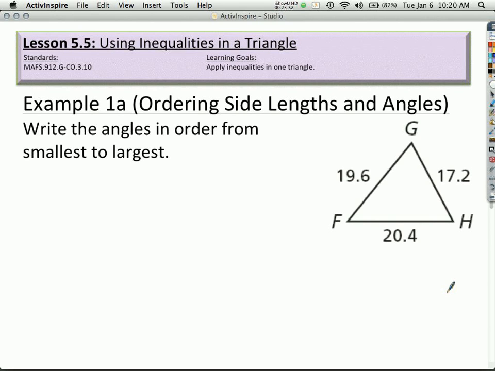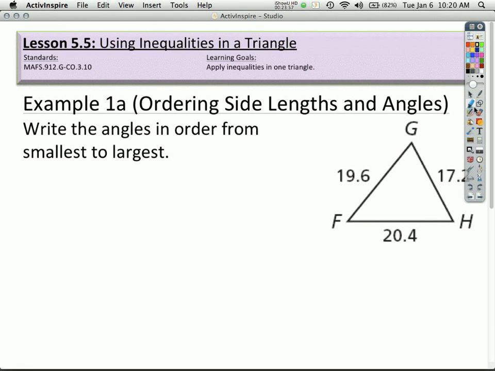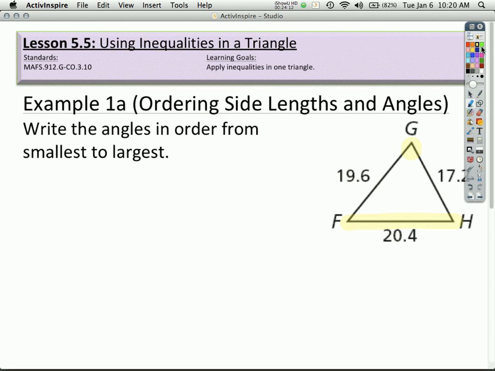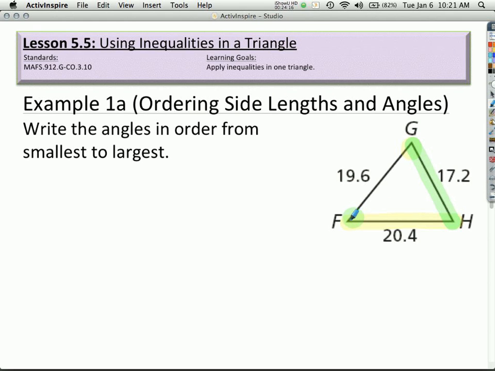So theorem 5.10 tells us that the largest side, which we can see by this number, is going to be segment FH. The largest side is going to be opposite the largest angle. And the smallest side is going to be opposite the smallest angle.